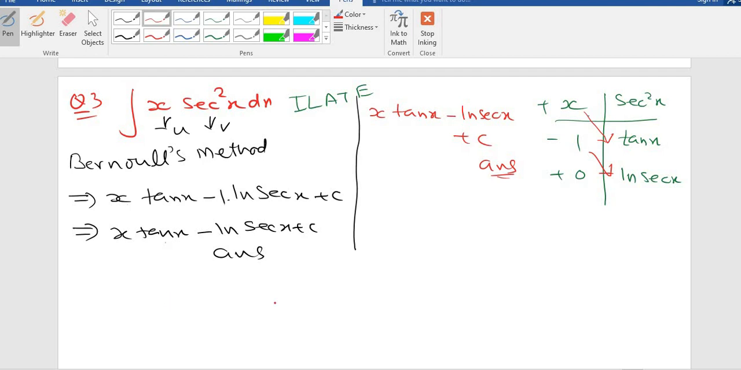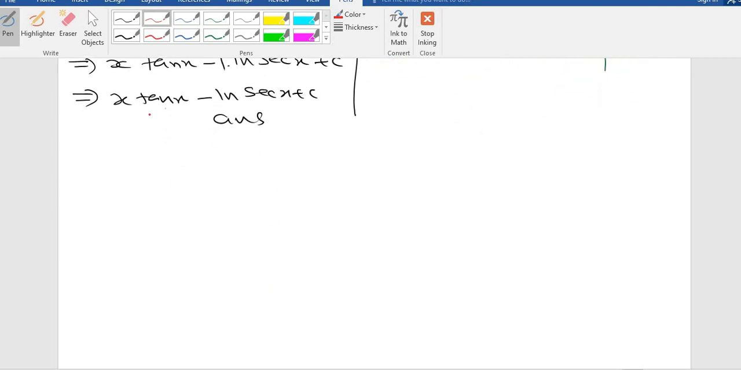Now I am going to pick another example, question number 4 from the handout.